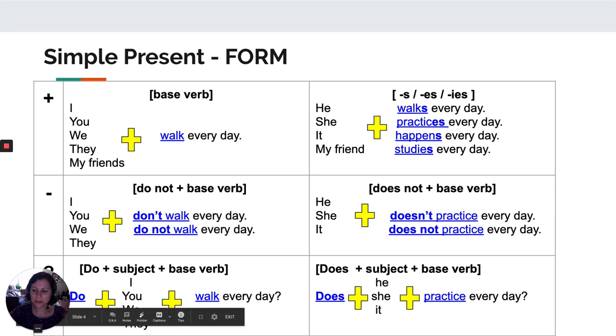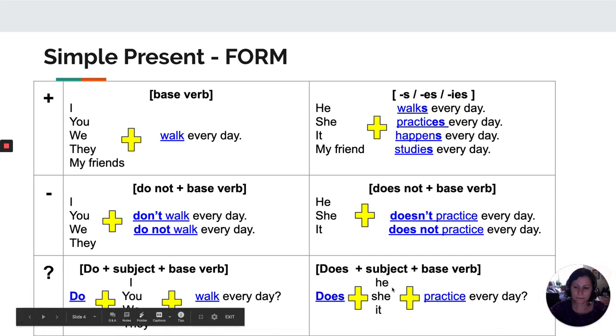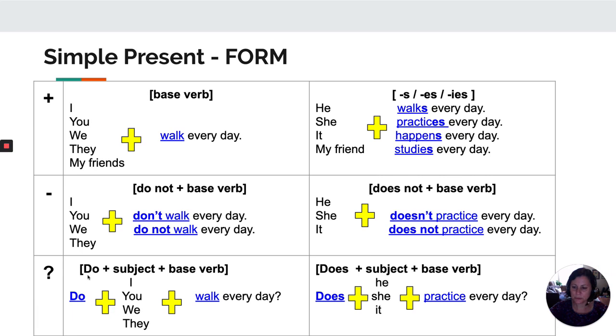Now for questions, you're going to use do, the subject, and then the base verb. Do I walk every day? Does goes with he, she, or it. Does she practice every day? So the thing to remember about simple present is you need to pay attention to the subject. That way you know whether to use the base verb, the s, do, or does.